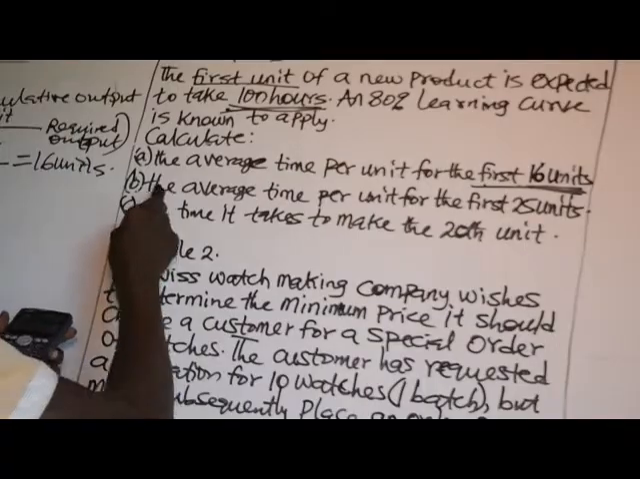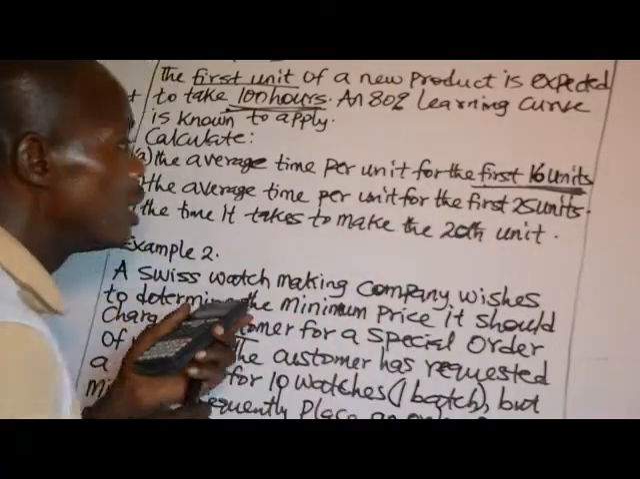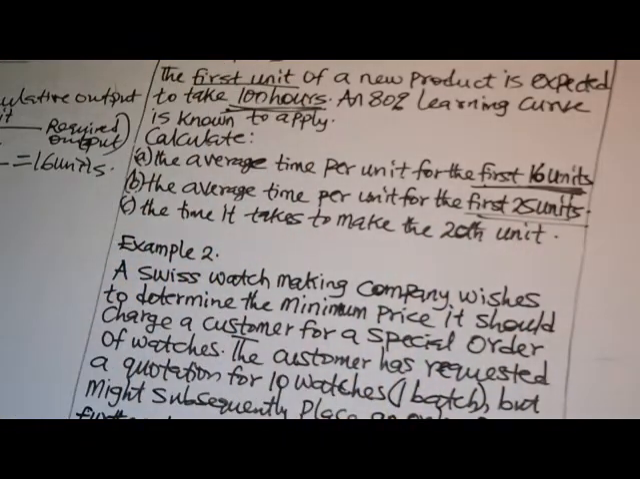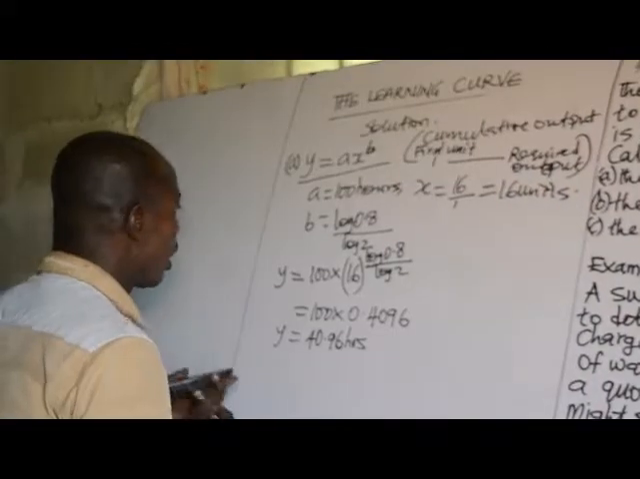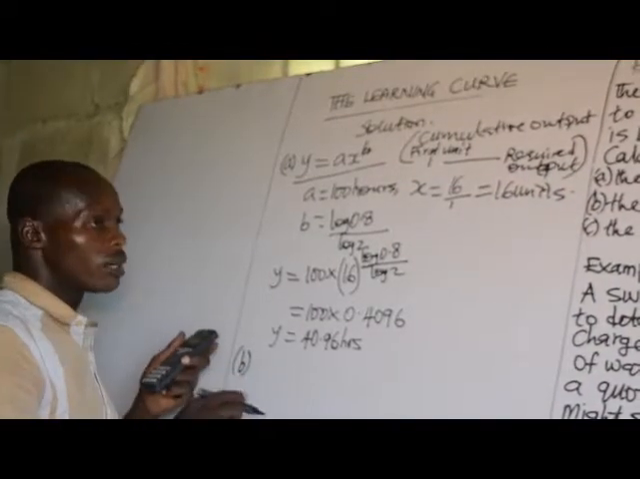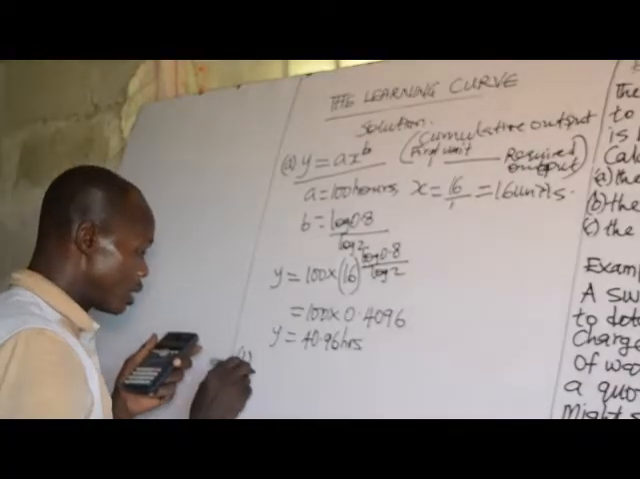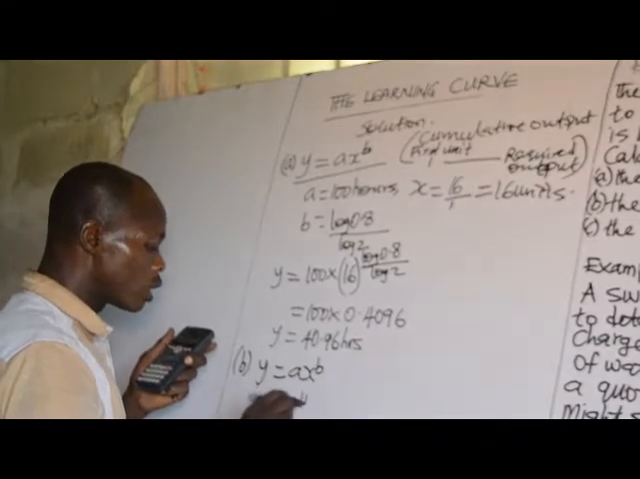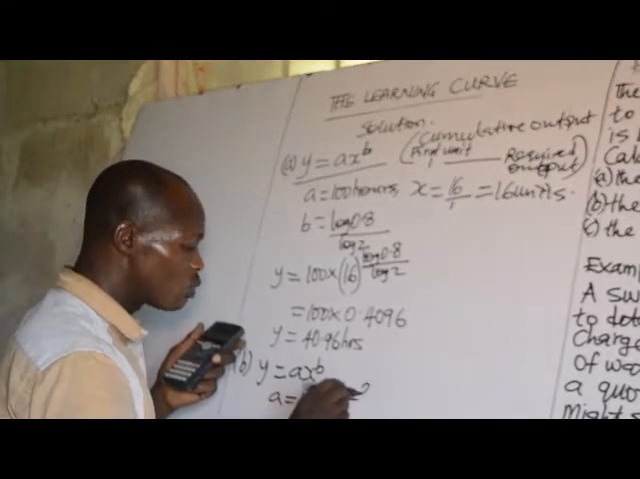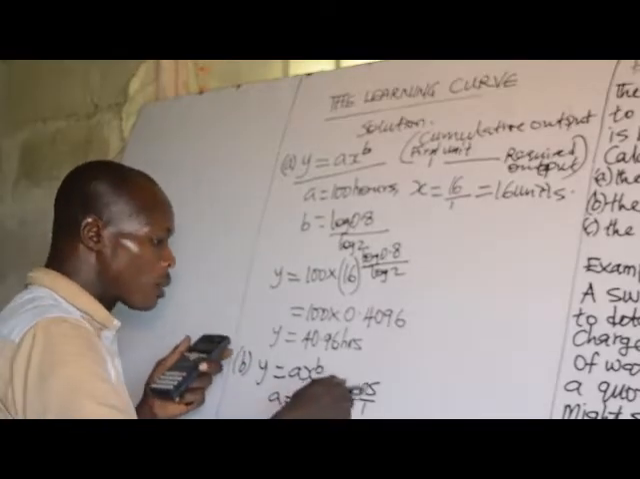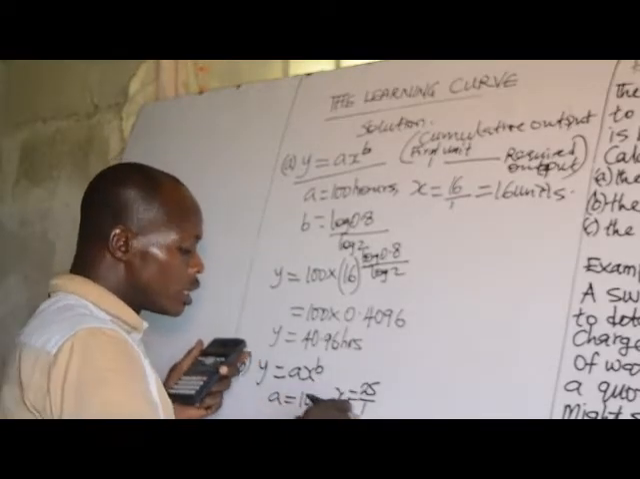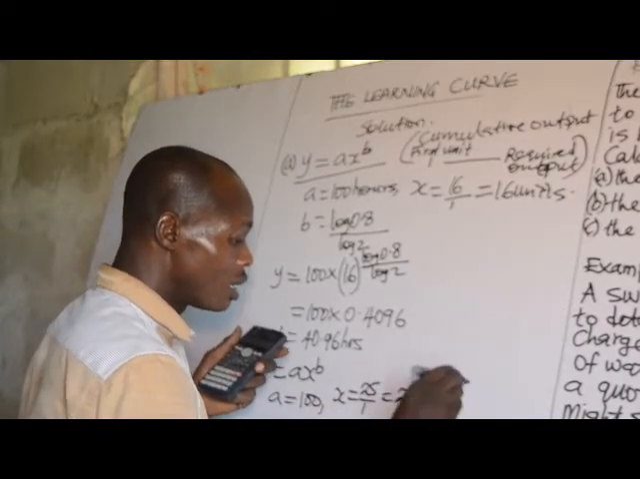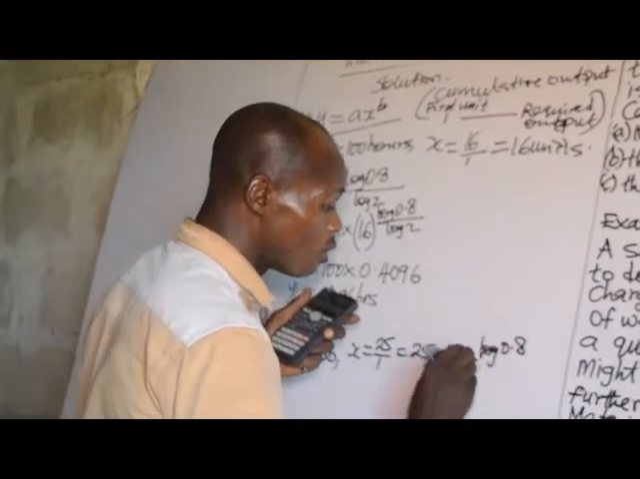Then B, the average time per unit for the first 25 units. The cumulative output in B is 25. We want the average time of producing a unit from the first 25 units. The formula still remains aX raised to power b. a still remains 100. X will be 25 over 1, which is 25, since the final cumulative output is 25 and the unit in the first batch is 1. b is still log of 0.8 over log 2.